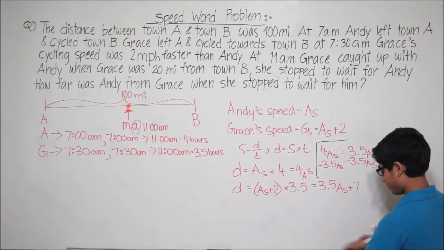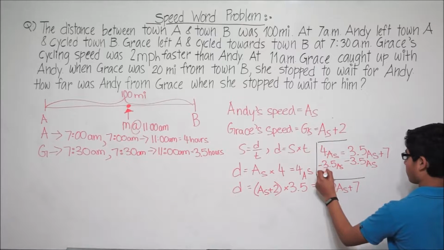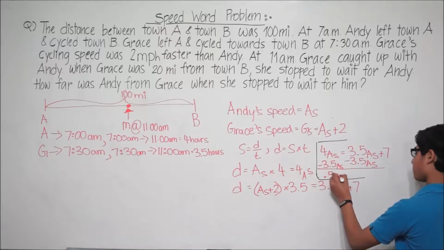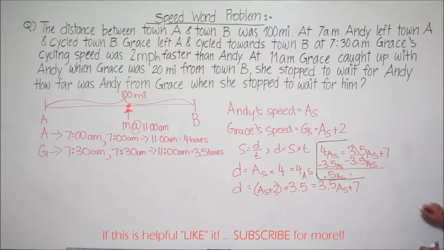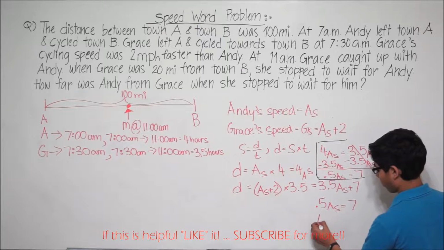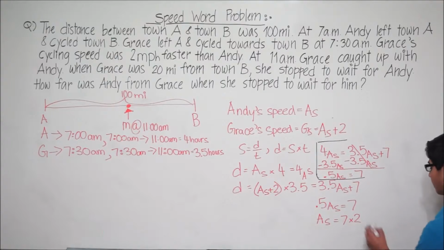So we get 4AS minus 3.5 AS is 0.5 AS, which is equal to 3.5 AS minus 3.5 AS cancels out, so we get 7. So 0.5 AS is equal to 7. Let's rewrite this here. 0.5 AS is equal to 7. So 1 AS, or AS, is equal to 7 times 2, because 0.5 goes into 1 twice. This is equal to 14 miles per hour. Because Andy's speed is equal to 14 miles per hour.